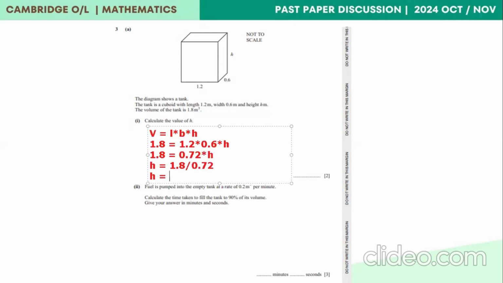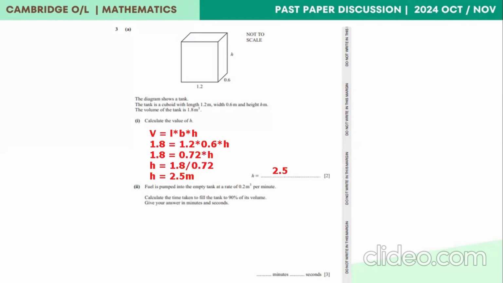Therefore, h will be equal to 2.5 meters. So they gave us the volume, so we just use the volume formula and found the value of our h.